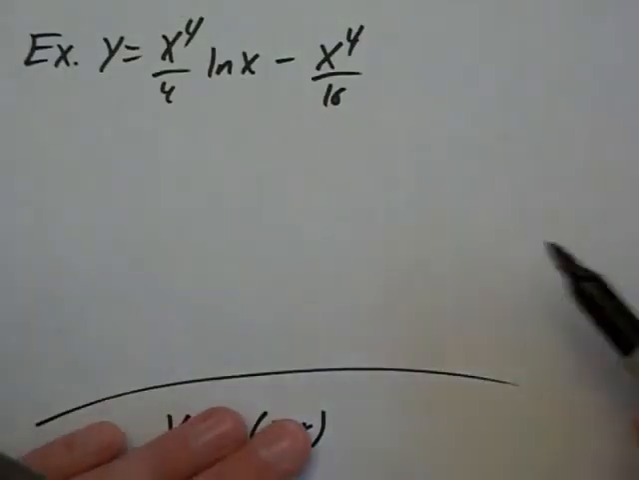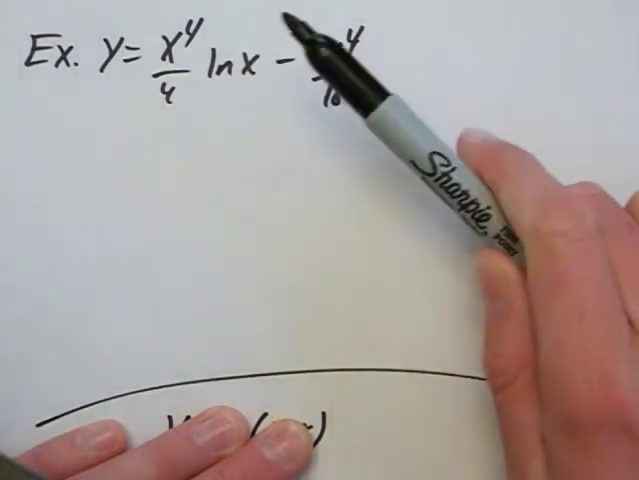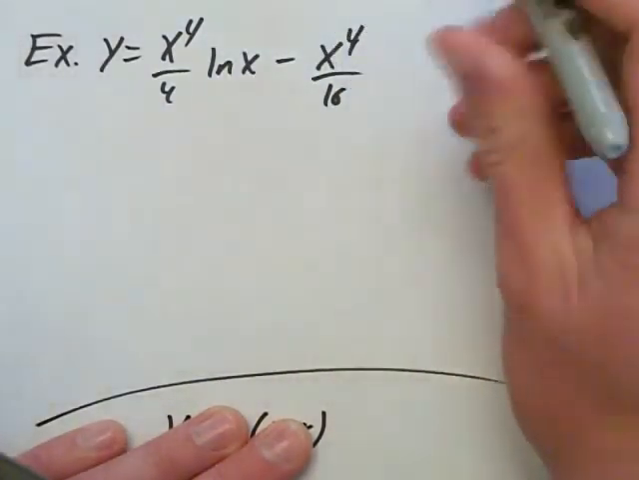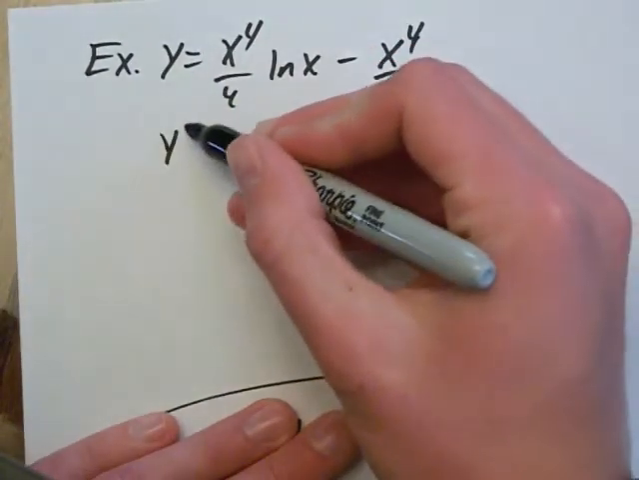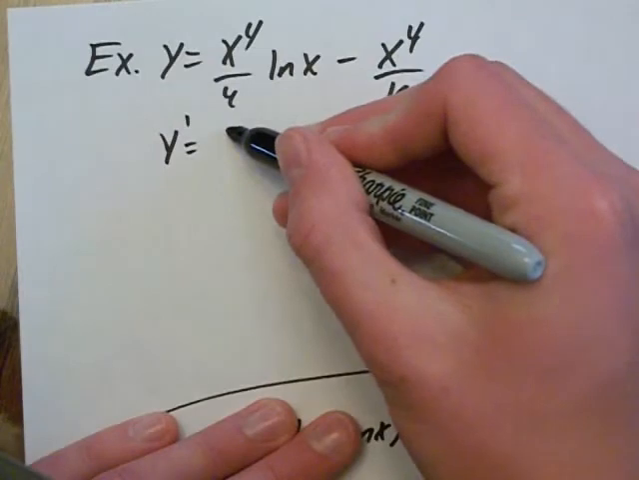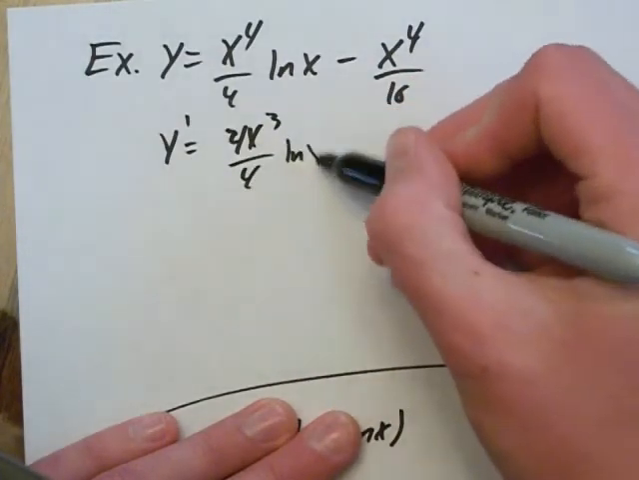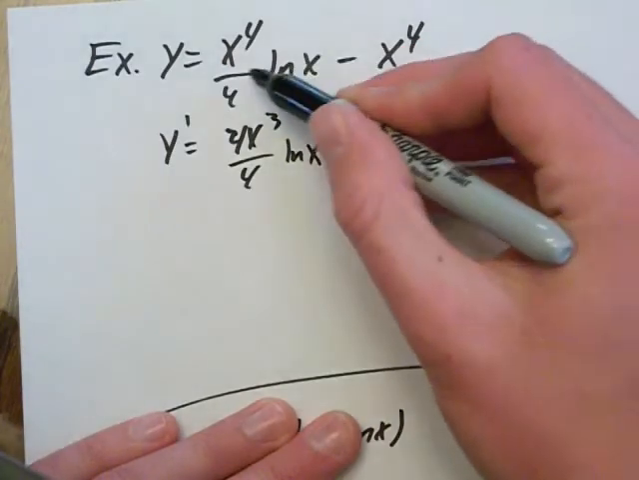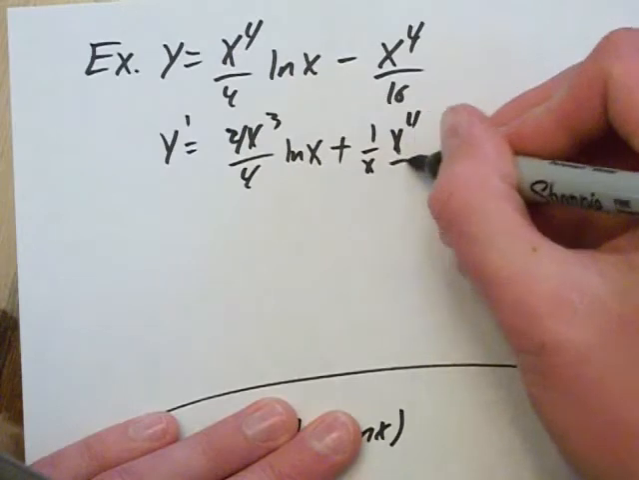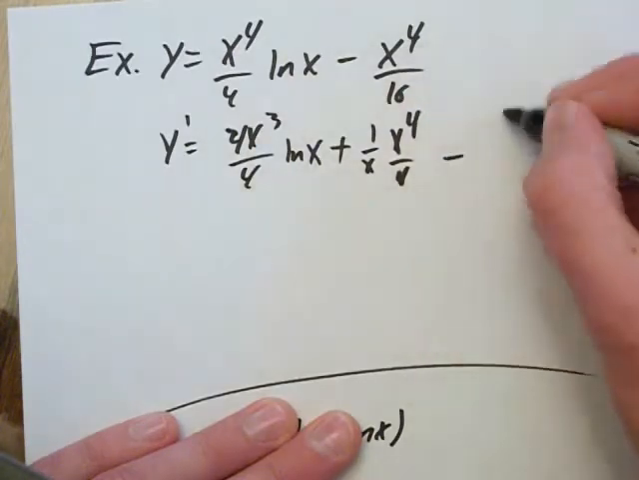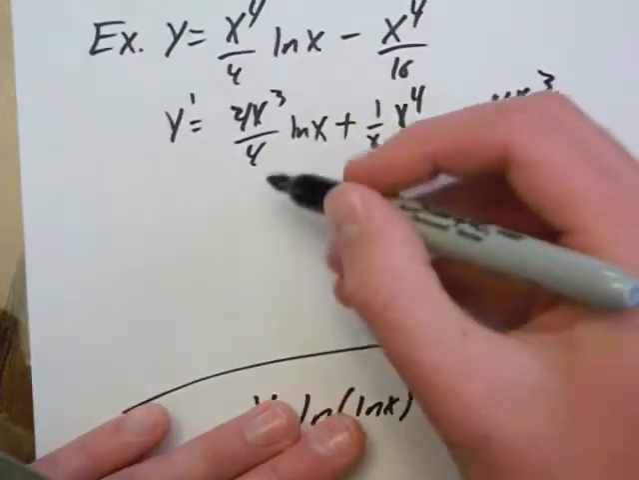Alright, let's look at a few examples. Our first one is y equals x to the 4th over 4 times ln x minus x to the 4th over 16. Now, in order to take the derivative of this, we use our product rule. So we're going to have y prime equaling 4x to the 3rd over 4 times ln x plus the derivative of this times that, 1 over x times x to the 4th over 4, minus 4x to the 3rd over 16.